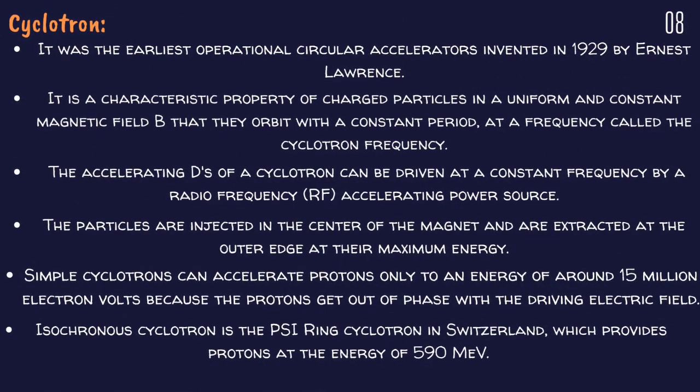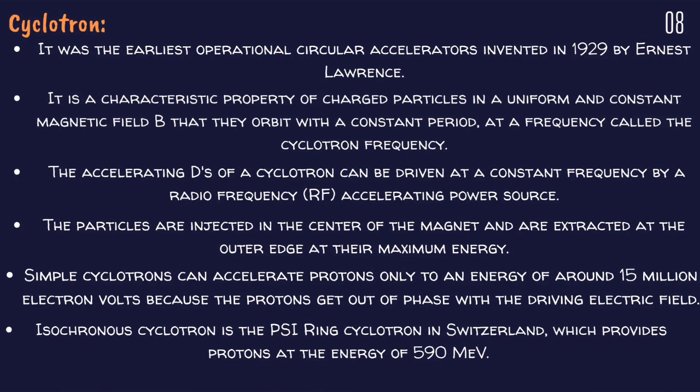Cyclotron. It was the earliest operational circular accelerator, invented in 1929 by Ernest Lawrence. It is a characteristic property of charged particles in a uniform and constant magnetic field B that they orbit with a constant period at a frequency called the cyclotron frequency. The accelerating disk of a cyclotron can be driven at a constant frequency by a radio frequency accelerating power source.